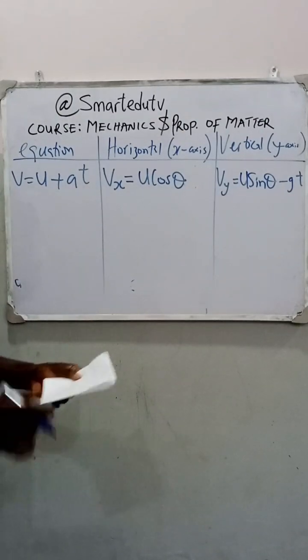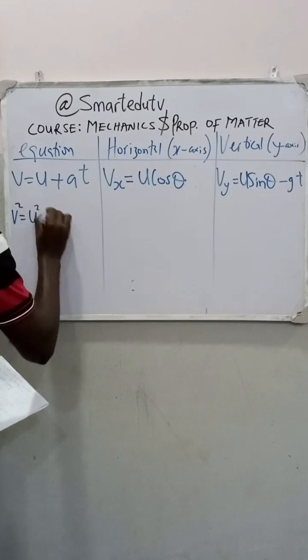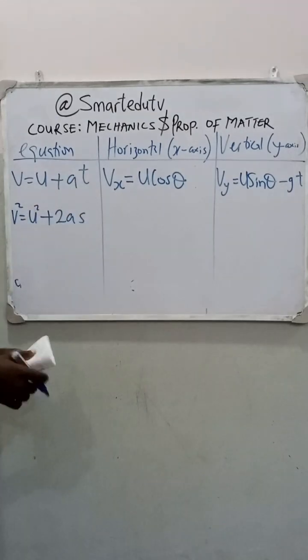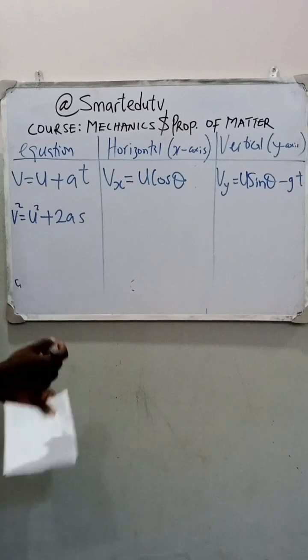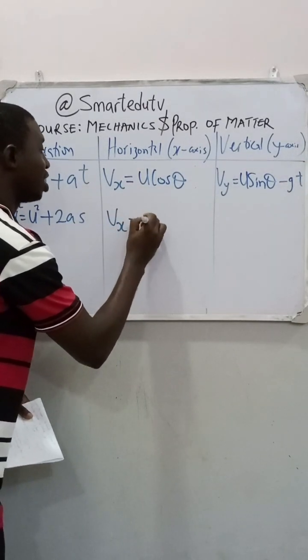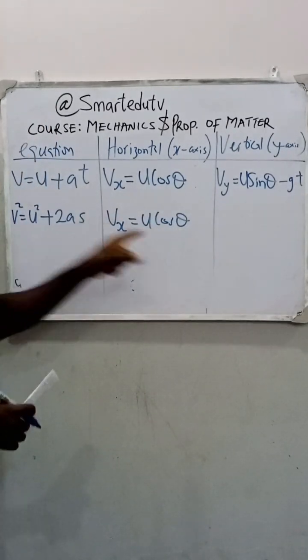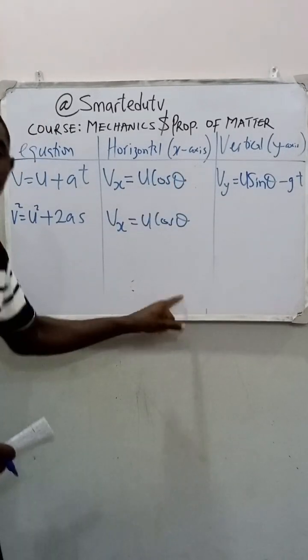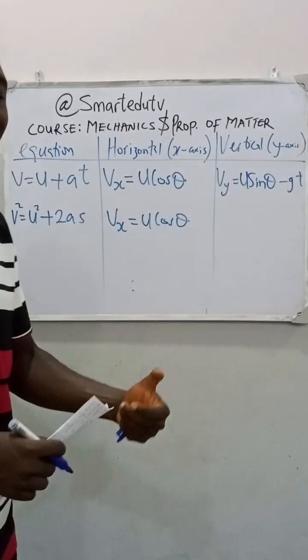For the second equation of motion, we have v squared equals u squared plus 2as. Again, let's see what happens to the velocity along the x-axis, or the x component. Our velocity along the x component is still the same as u cos theta. Why? Our a along the x-axis is always 0. There is no acceleration in projectile motion along the x-axis.